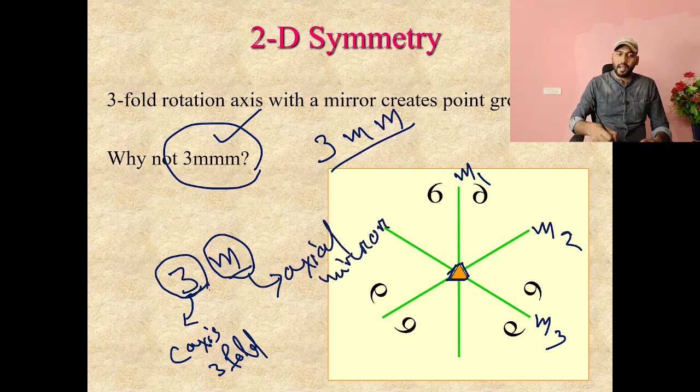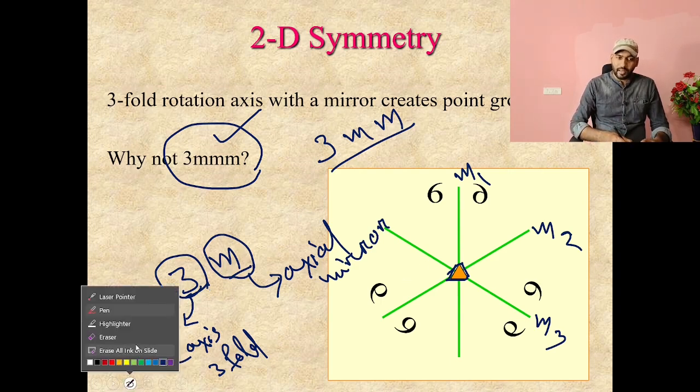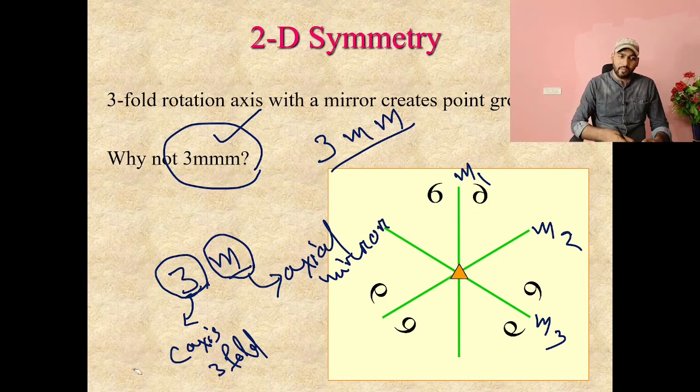This M is for axial mirror plane. As we know, this trigonal system is a subclass of hexagonal system. This is a hexagon, and inside the hexagon there is a triangle. This is the symbol of trigonal system. Trigonal system is a reduced class or reduced subsystem of hexagonal system.